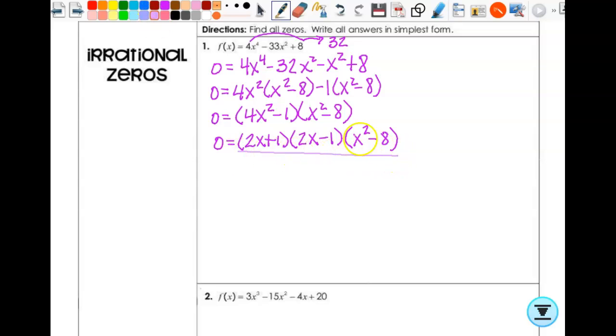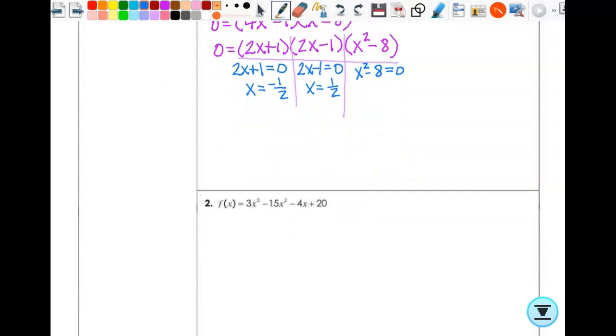So now that I have it all factored, I'm going to find my zeros. I'm going to write out more on this one than I normally do just so we can think about what we're doing here. We set each little term equal to 0, right? So when I do that, I know that I get x equals negative 1/2. When I put 2x minus 1 equal to 0, that gives me x equals 1/2. And then x squared minus 8 equal to 0 gives me x squared equals 8.